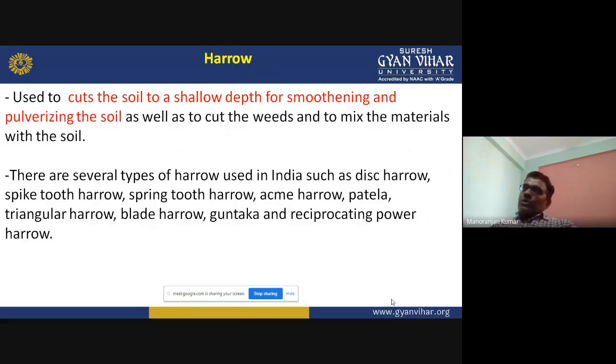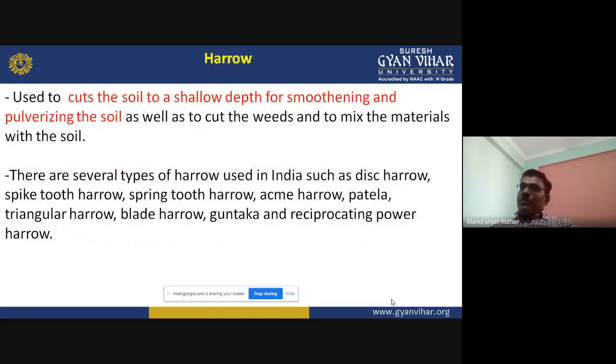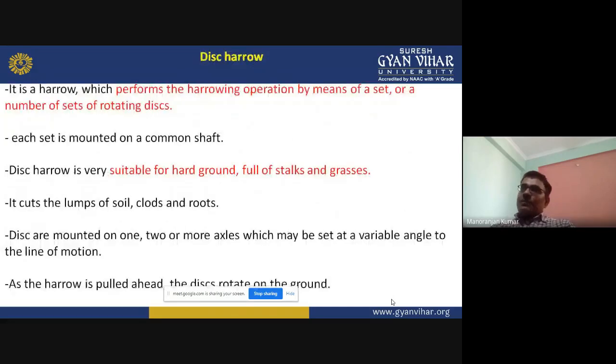There are several types of harrow available in India, such as disc harrow, spike tooth harrow, spring tooth harrow, acme harrow, patela, triangular harrow, blade harrow, guntaka, and reciprocating power harrow, that is powered by the PTO shaft. Now, out of these, we will first discuss the disc harrow.